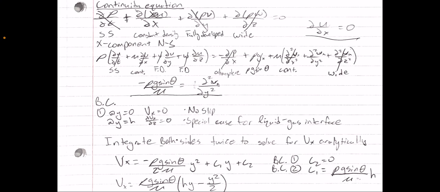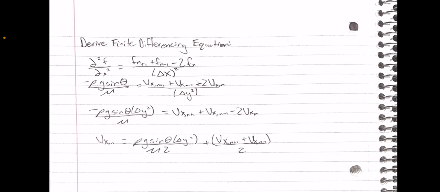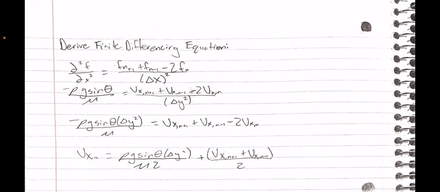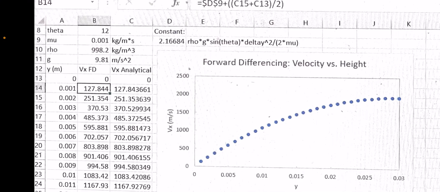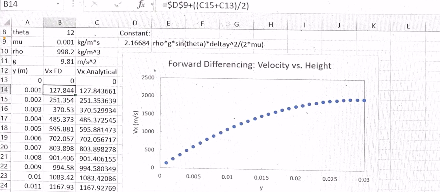And then we're going to use those values with finite differencing in Excel to solve and get a nice graph of this flow as y is changing. And so the finite differentiation equation is derived here, with that left value being a constant and that right value being a variable of the velocity above and below the point you're looking at. So for example, at a height of 0.001 meters, you have a velocity of 127.844 due to finite differencing.